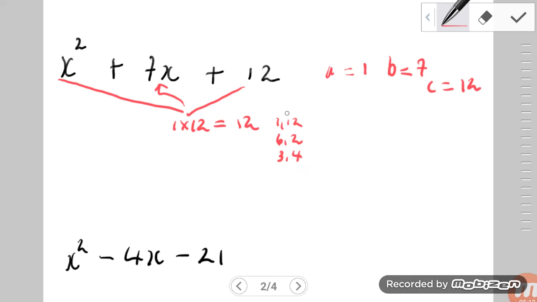So we're going to be selecting from one of these pairs which one could possibly add or subtract to produce the middle term and simultaneously producing the product of AC. So clearly, if I were to subtract 1 from 12 or add 1 to 12, I would not get 7. So clearly this would not be a correct factor. Then in this case, if I were to take 2 from 6 or add 6 to 2 or vice versa, I still would not be able to get the value of 7.